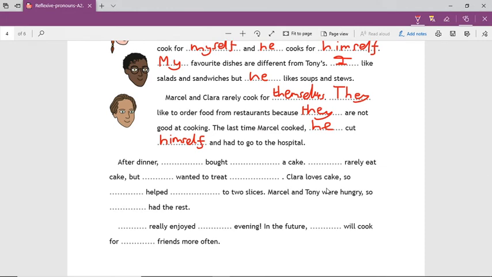Okay, so this final paragraph we're going to be looking at a few more examples, and this is quite interchangeable at this point. So after dinner, blank bought blank a cake. Blank rarely eats cake, but blank wanted to treat blank.